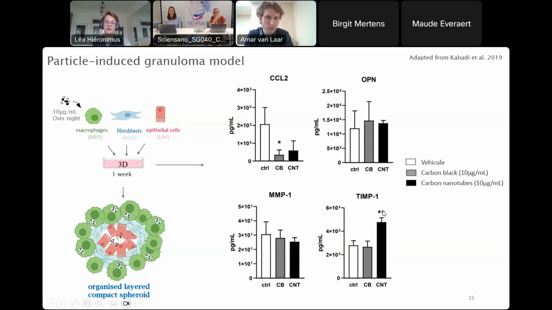I've measured TIMP1, which is significantly elevated in the wells containing the spheroids. However, MMP1, which is one of the targets of TIMP1, is not modified. This shows the unbalanced extracellular matrix remodeling, which is favoring TIMP1 and the switch from the inflammatory granuloma to the chronic fibrotic one.